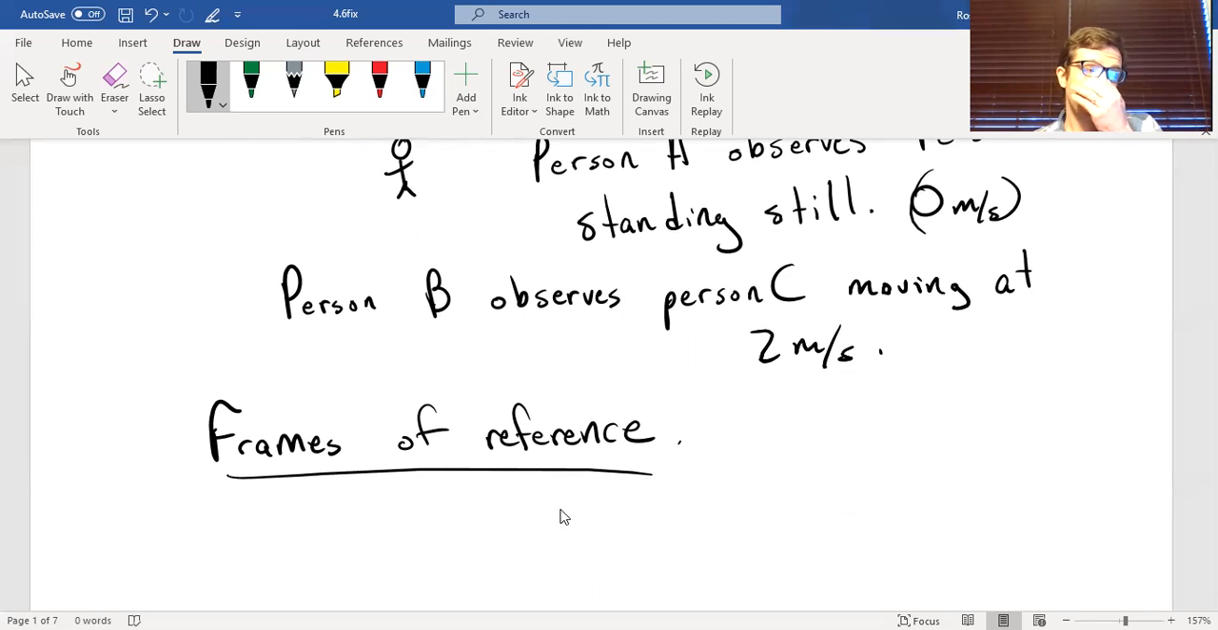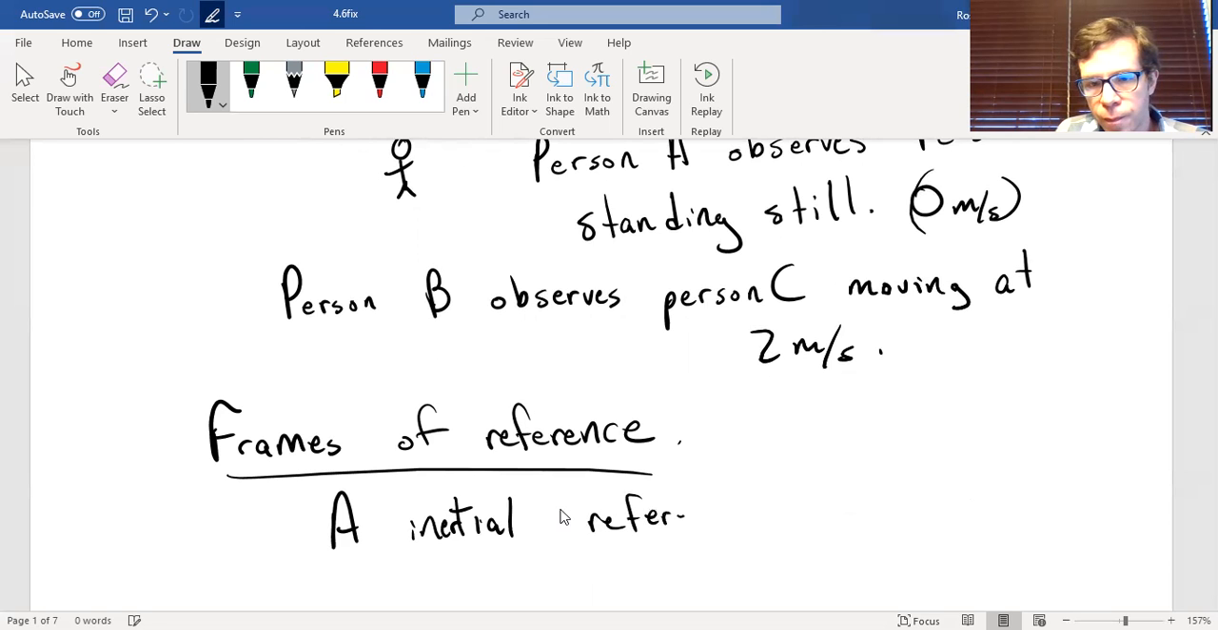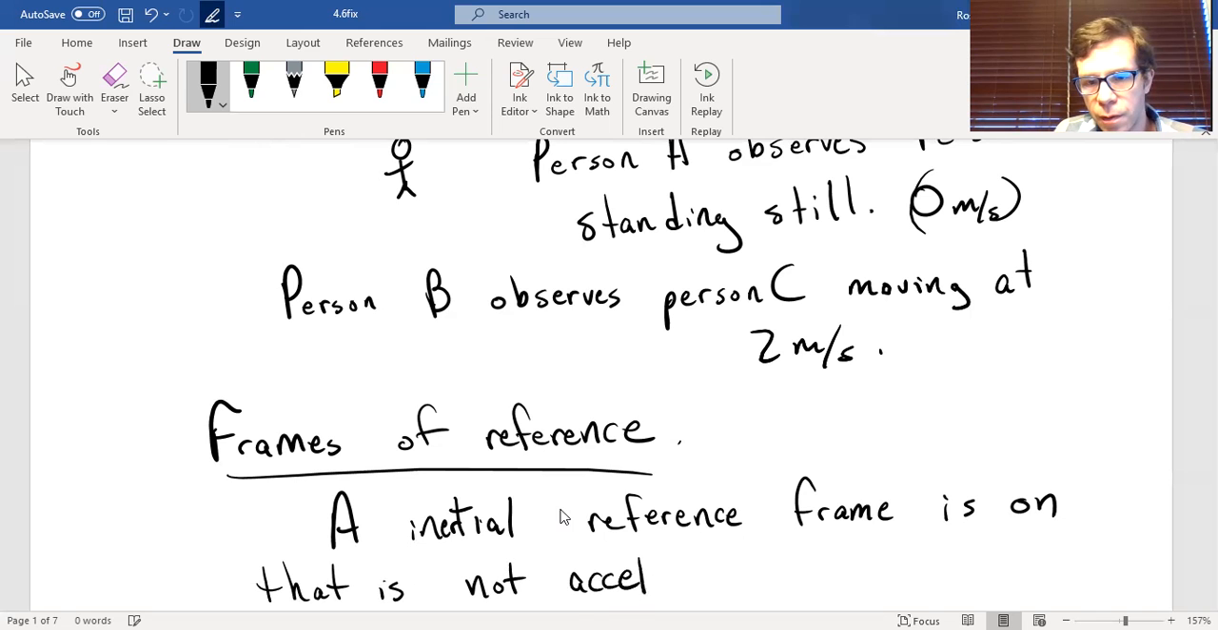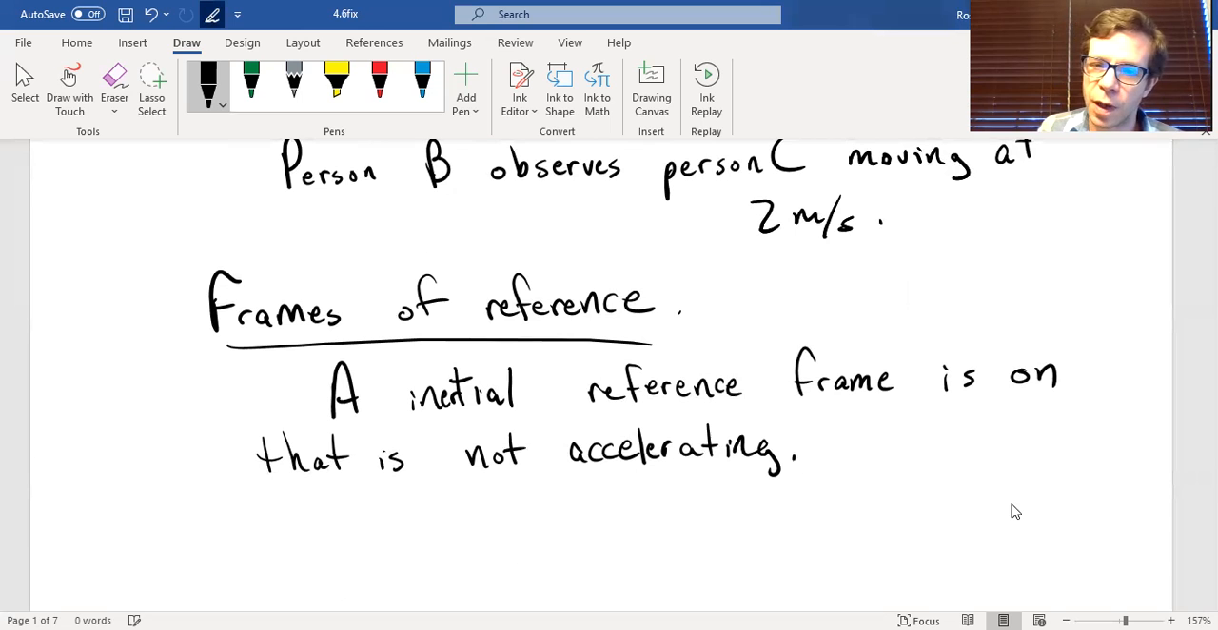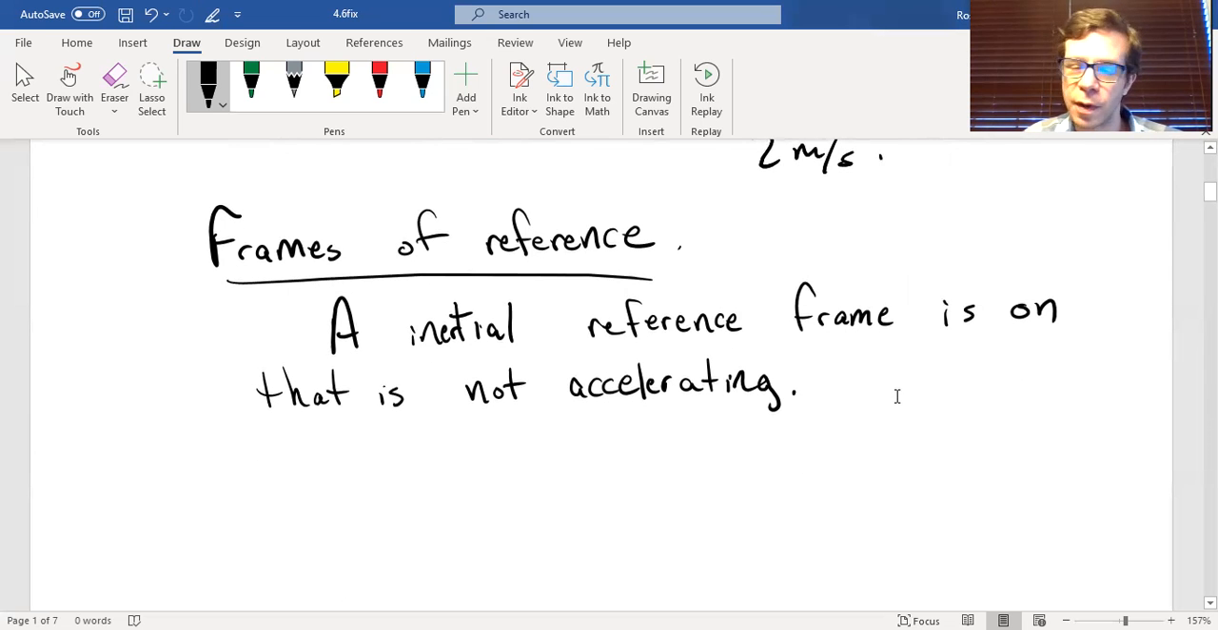Right, and an inertial reference frame is one that is not accelerating relative to another inertial reference frame. In general here, I'm just going to say not accelerating. We can have a discussion in more detail on that at a later time. But for now, I'm just going to say it's one that's not accelerating.